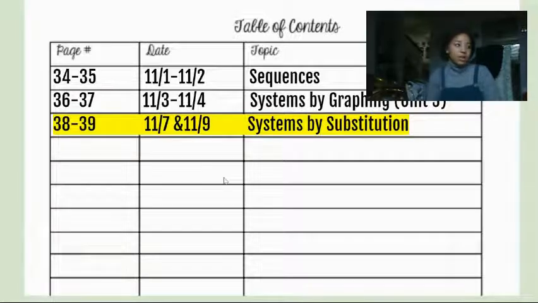All right, so table of contents here. 38, 39, 11.7, and 11.9 systems by substitution. So that's what we're going to put in a table of contents. And like I said, if you need more time, hit that pause button down there, write it down, and then hit play and continue.